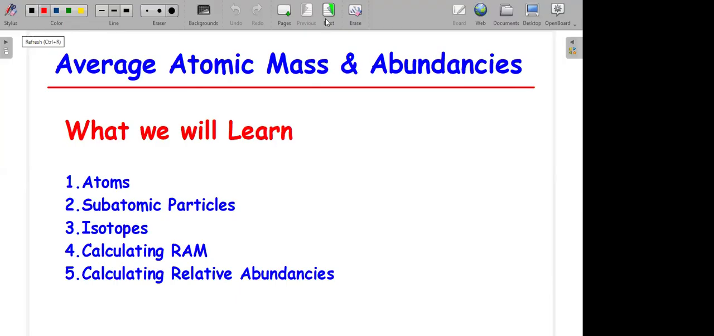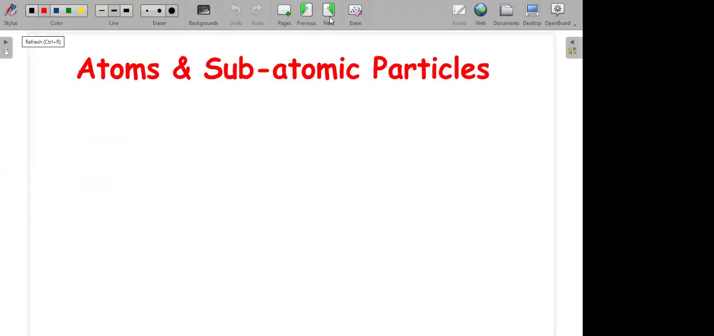Okay, so let's start. We start from the atoms and the subatomic particles. We know that an atom is the smallest indivisible particle of an element, right? So each particular atom will make up a certain type of element. That's where also the definition of elements comes in.